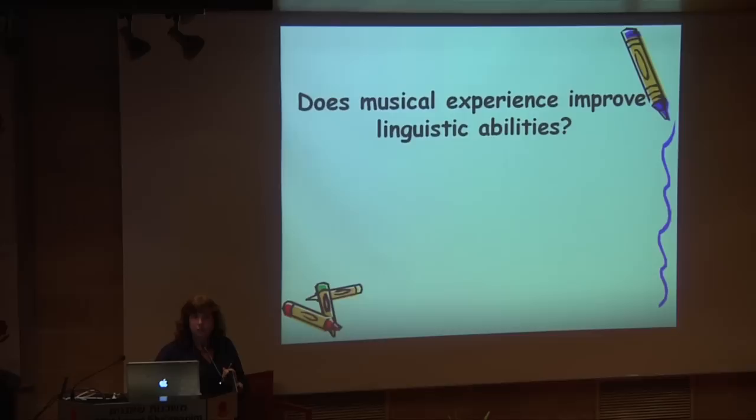Is it worthwhile to have fancy or less fancy, whatever, musical experience? Because I suggested that at least some aspects are shared. Some regularity detection aspects, working memory aspects are shared between general sounds and linguistic materials. So we tested this question.